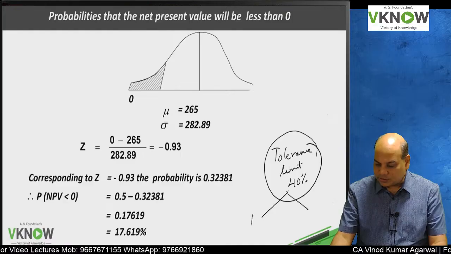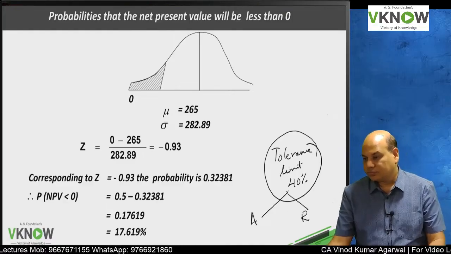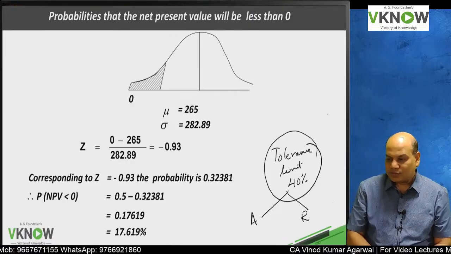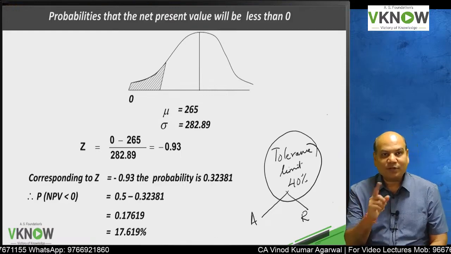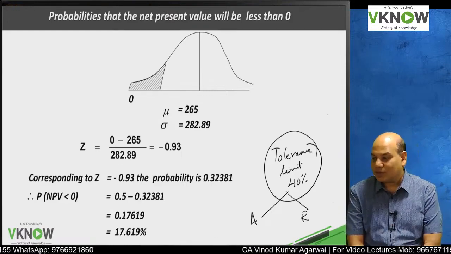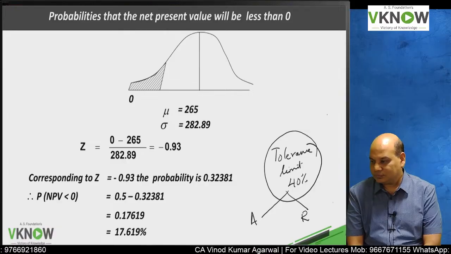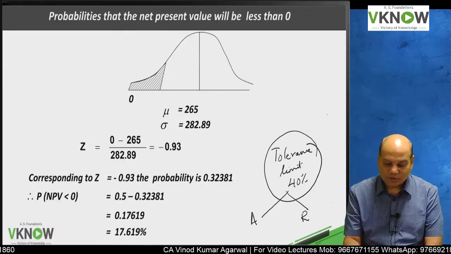My question is same. If you apply normal distribution and compute probability, which comes to 17.62%, would you accept the project? Please reply fast. A or R, accept or reject? Accept or reject? Accept the project. Very good.